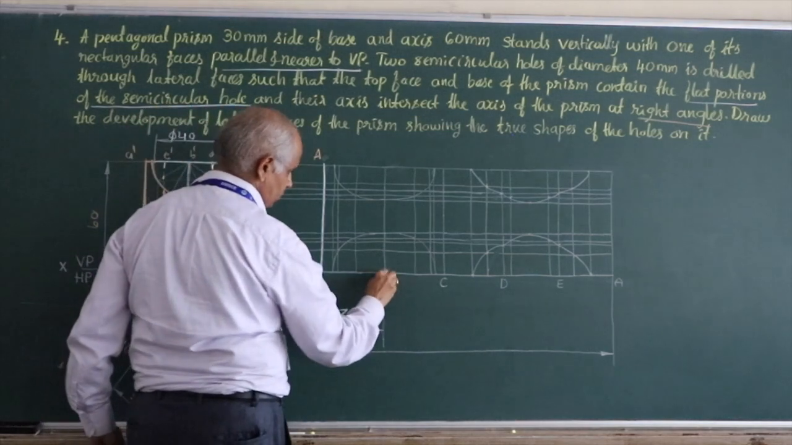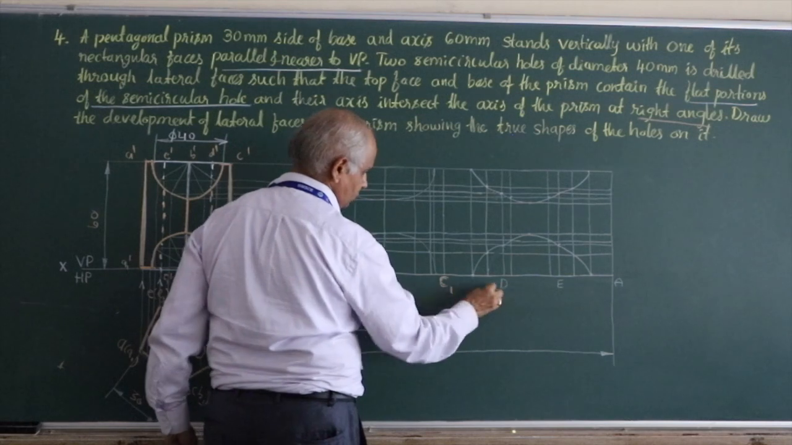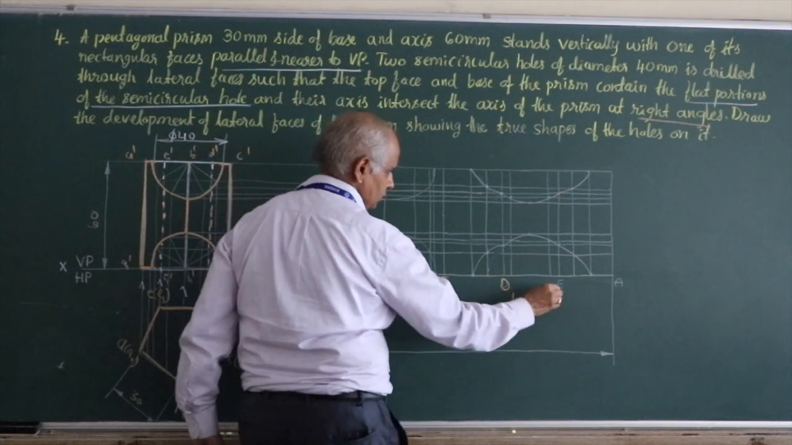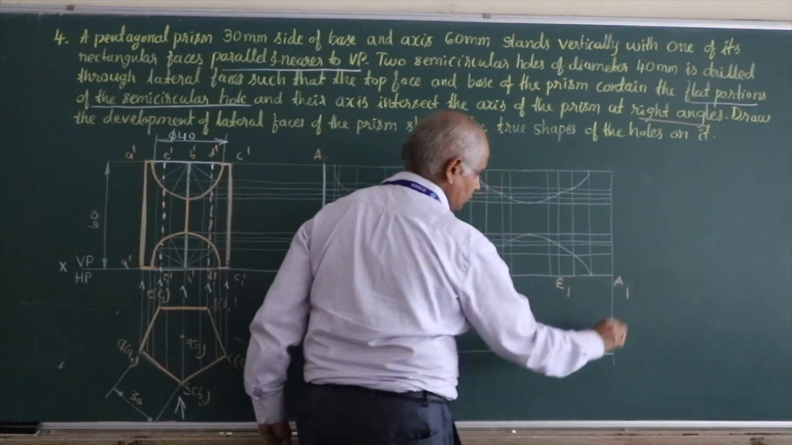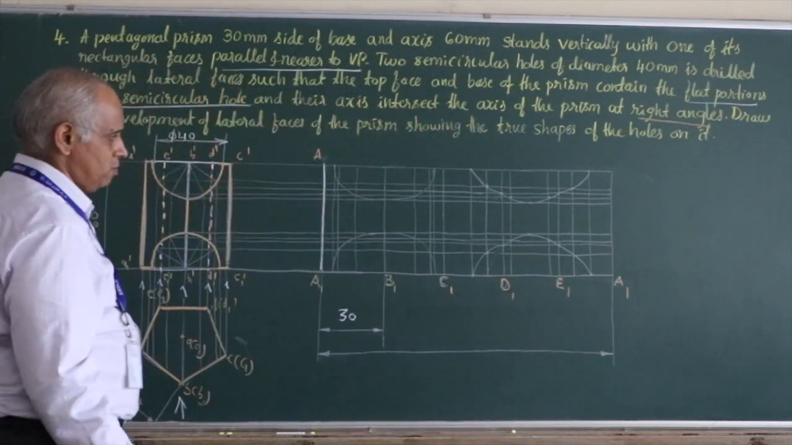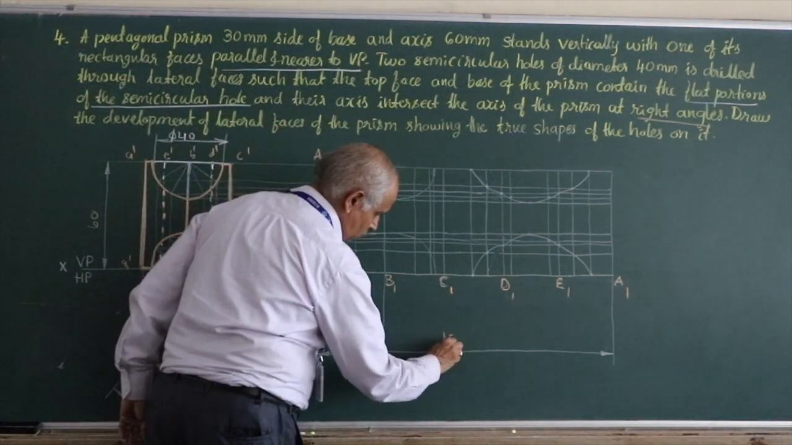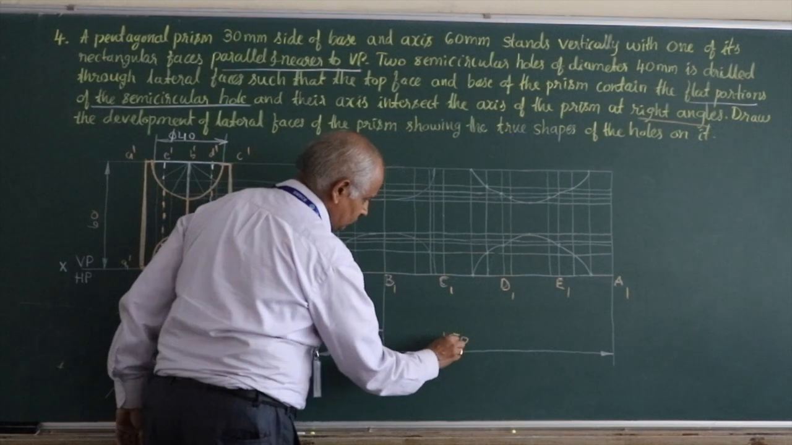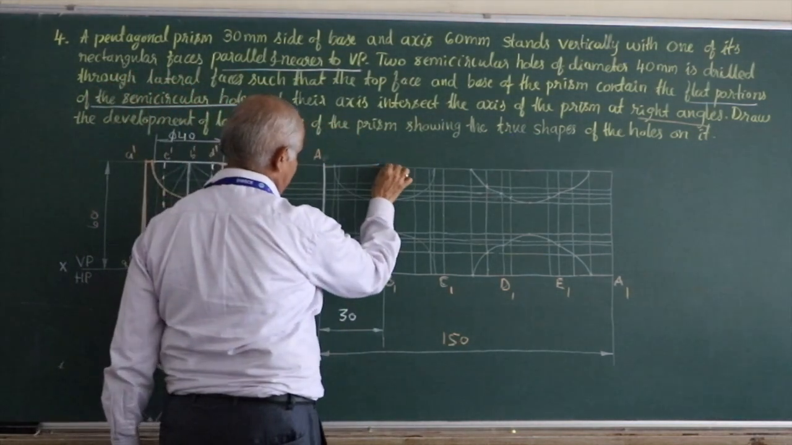next you get B1, next you get C1, D1, E1 and EA1. Each side is 30 mm and therefore the total length is 30 into 5, which is 150 mm. So that you complete the basic development of the pentagonal prism.